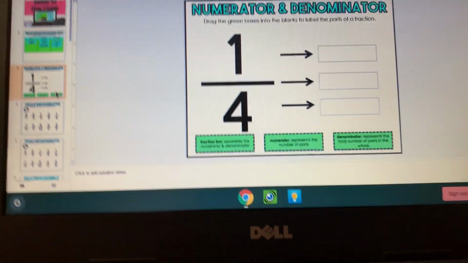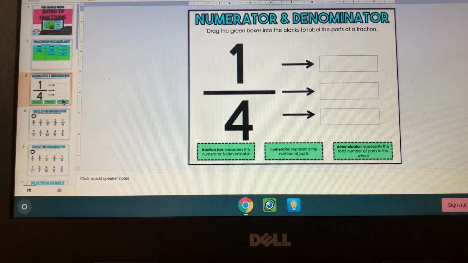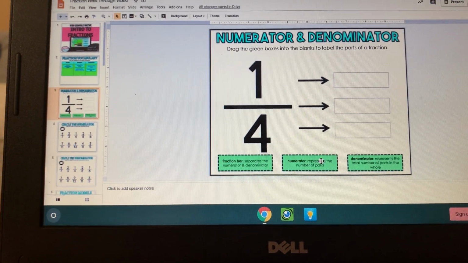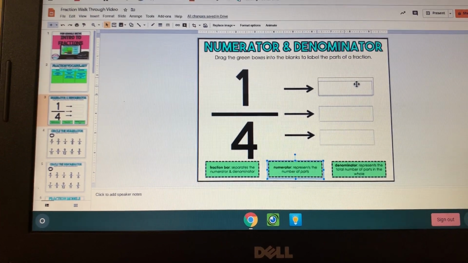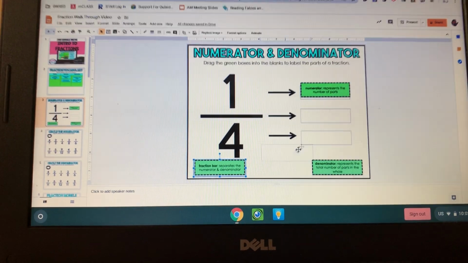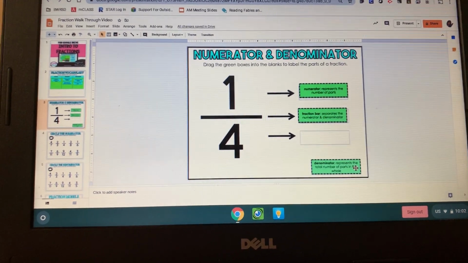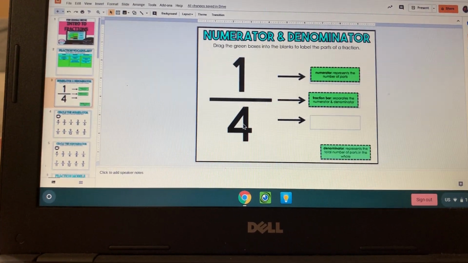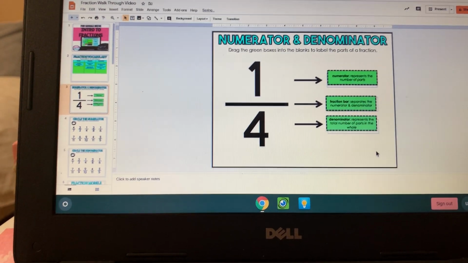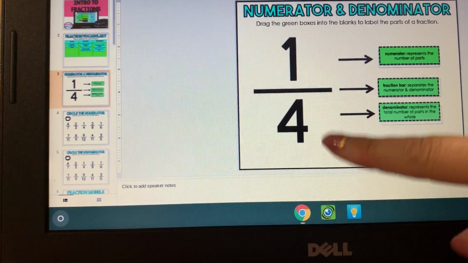Now, if we look at this visual, it may be a little bit easier. Like I said in the first slide, the numerator is the top number. So this 1 is our numerator. It represents the number of parts. Now, this bar is just a fraction bar. It separates our numerator and denominator. And then our denominator, which is our 4, is down. The denominator is the bottom, and it shows the total number of parts in a whole. So we have numerator, fraction bar, denominator.